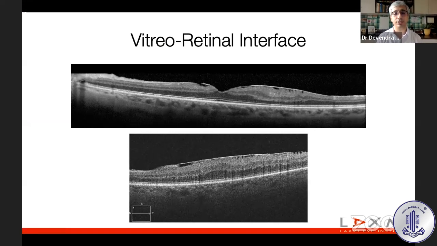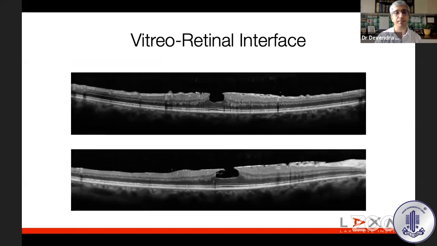And of course, this scan is not through the fovea. This is an extrafoveal part of the retina. But you can see that the retina is also being pulled up and becoming thick because of this epiretinal membrane. Some more scans through the fovea of different patients, which show how the retina is being pulled centrally and producing this distortion of the foveal contour.